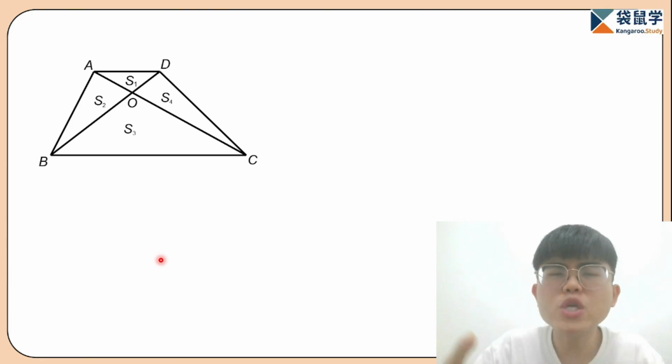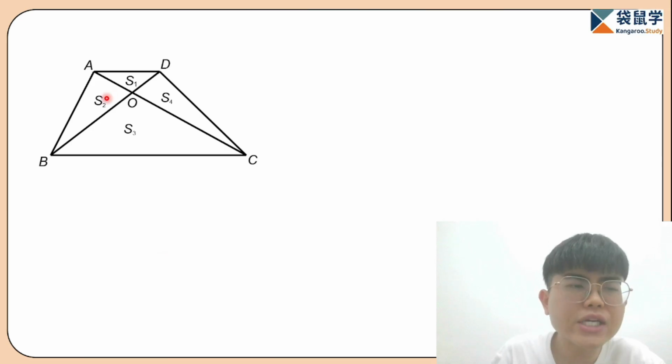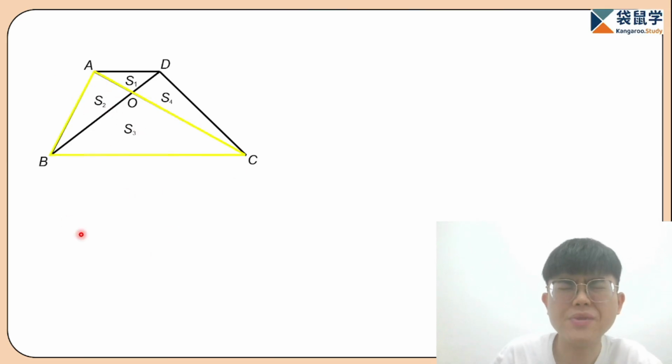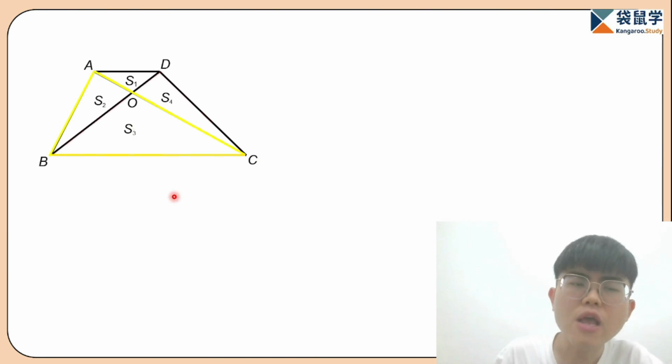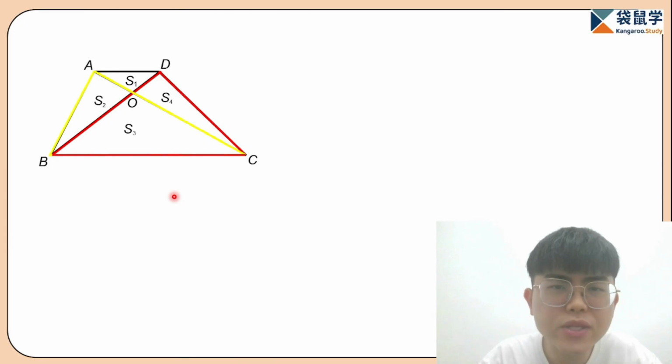But what if we try to combine another triangle together? Let's say we have S2 and S3. These two parts form one triangle. And we have S3 and S4 forming another triangle. What will be the relationship between these two triangles?